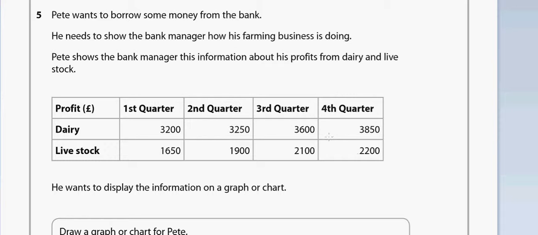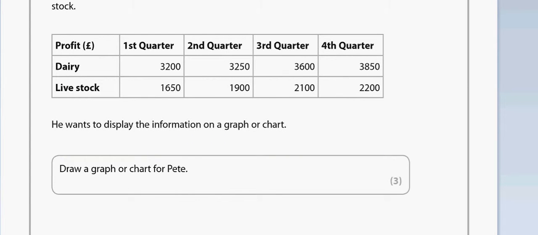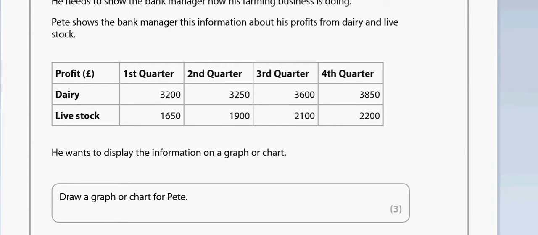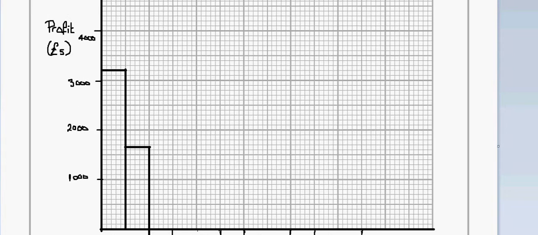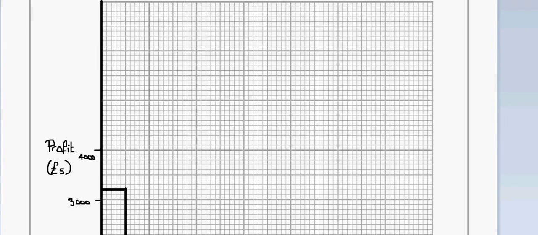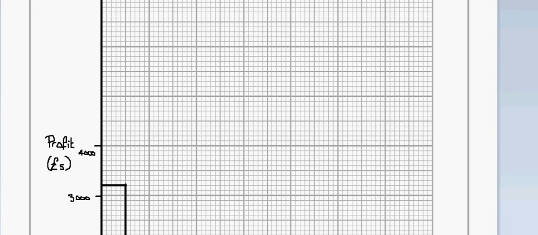He wants to display the information on a graph or a chart. So our job is to draw a graph or a chart for Pete. Now what I've done is I've already started this just to save a little bit of time. So we have a graph, some graph paper here.